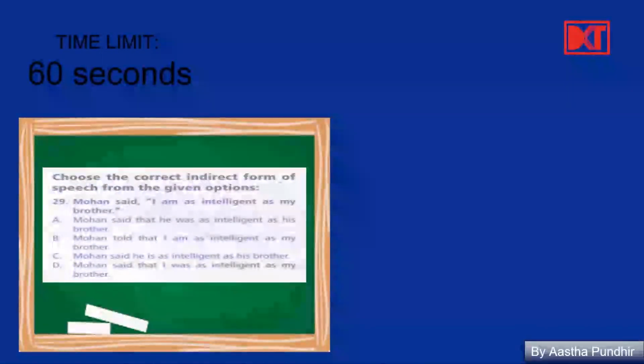Alright, so here what do we have to do? Choose the correct indirect form of speech from the given options. We are given options and we have to choose the correct indirect form. Direct speech is given to us. Let's see. Mohan said, I am as intelligent as my brother. This is a little bit tricky. You have to look very carefully, okay? Mohan said, I am as intelligent as my brother.